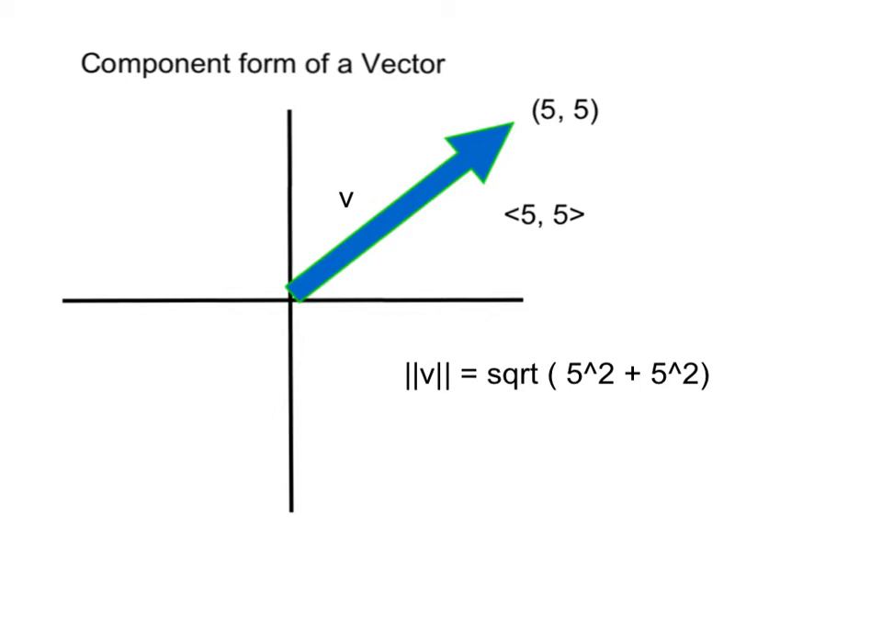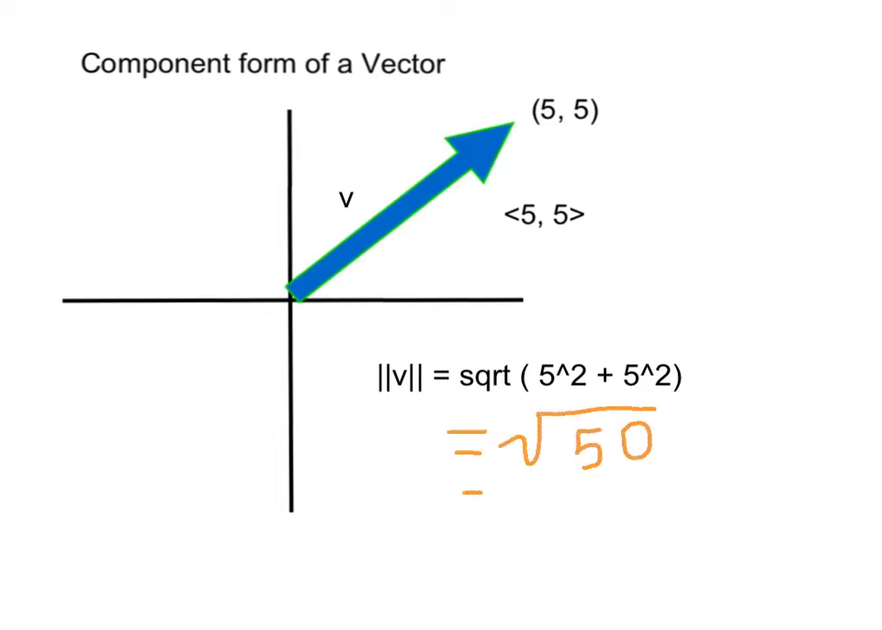So what I have written down is the magnitude of vector v is equal to the square root of 5 squared plus 5 squared. So it'll equal the square root of 50. This then should be further simplified. We can pull the 25 out of there, and the square root of 25 is 5, and we're left with 5 square root of 2.